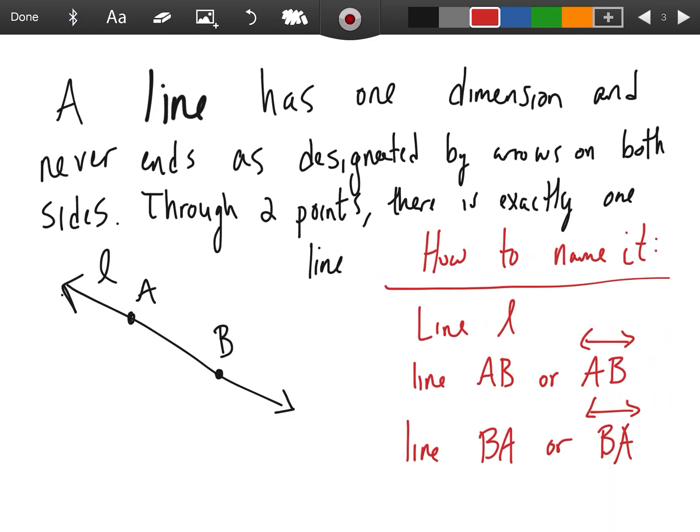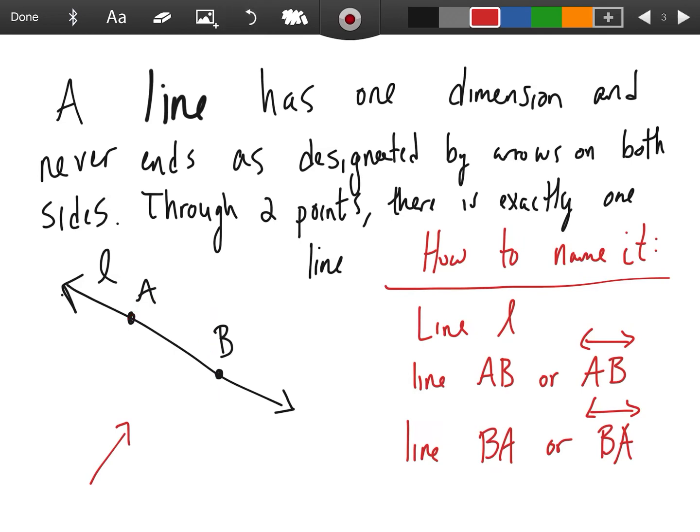And next we have a line. So now a line has one dimension. So you can see we have a line drawn down here, and then we have arrows extending in both directions. It goes on forever, infinitely in both directions. And through any 2 points, we have exactly one line, right? Through A and B, I can only draw one line between them. You're not allowed to just curve it and draw it like this or this, right? Those are not lines. Lines, by definition, have to be straight.